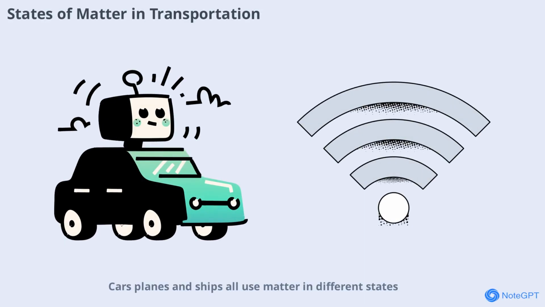Cars, planes, and ships all use matter in different states. Gasoline and oil are liquids, tires are solids, and engines burn gases. Understanding how matter behaves helps engineers design safer and more efficient vehicles.